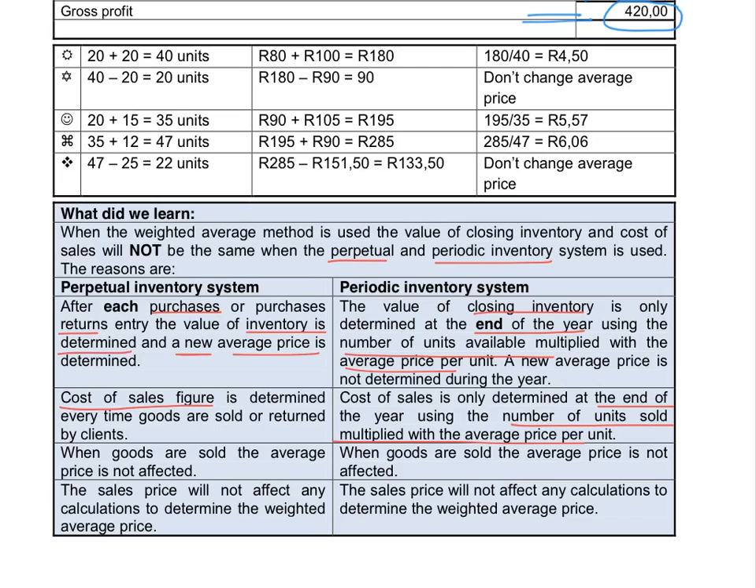When goods are sold, the average price is not affected in both methods. So when you sell goods, you don't work out a new average price. The sales price will not have any effect on the calculations to determine the weighted average price. So don't use the sales price when you do calculations in both methods, because the sales price will be used when you do the income statement.